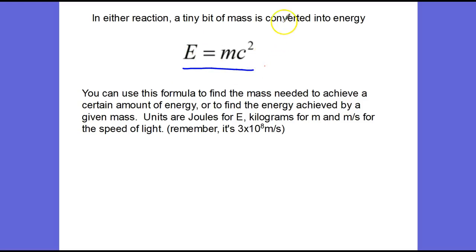Remember that E equals mc squared thing. Tiny bit of mass converted to energy can be a lot of energy. You can use this formula to find the mass needed to achieve a certain amount of energy. So if you are given energy and asked to find mass, you can do that. This is just our kilogram, and this is joules, and this is meters per second. So numbers that you're used to working with. So going back and forth using this equation is very, very easy.